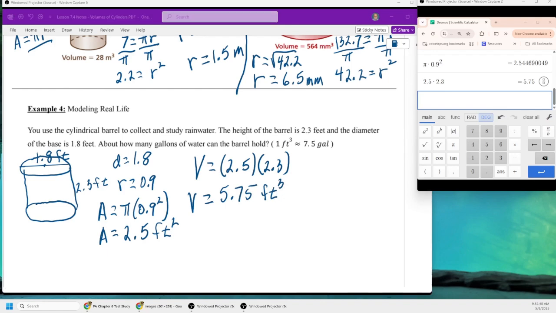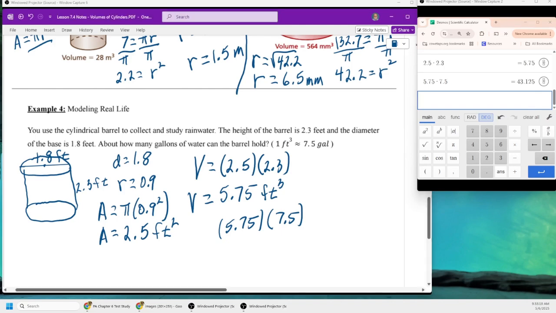All right, now each cubic foot can hold 7.5 gallons. So what we're going to do is take 5.75 times the 7.5 gallons. That's going to give us the total number of gallons. So 5.75 times 7.5 is going to give us 43 gallons. Okay, great job.